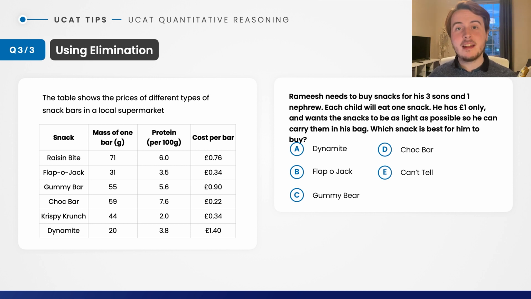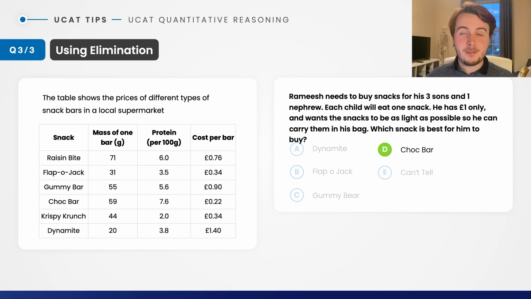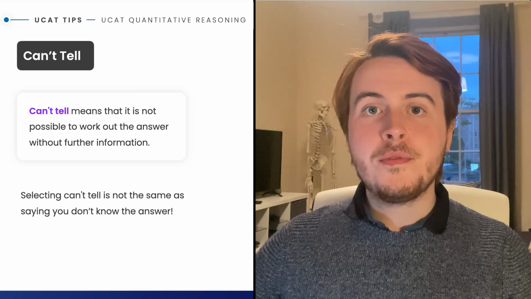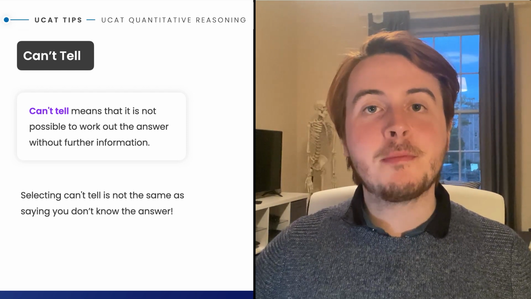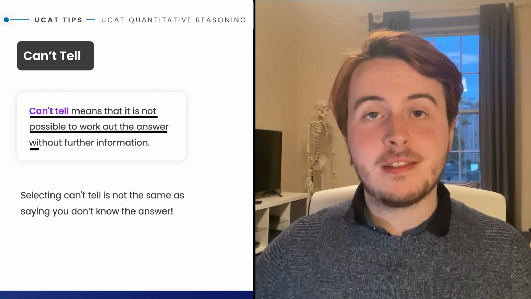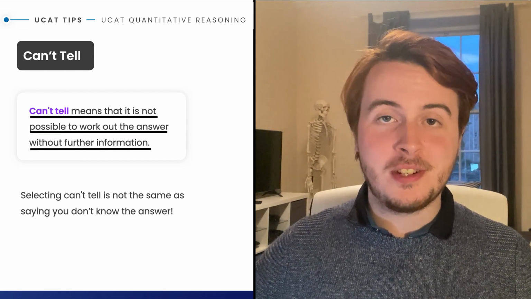We have enough information there in order to accurately answer this question because we only needed to know stuff about the price. So the answer for this one is really as simple as doing that, and it's D, chalk bar. So well done if you managed to get that one, but no worries if not, it was a little sneaky one in there. So when we refer to can't tell within quantitative reasoning, can't tell means there is insufficient evidence available in order to answer the question.